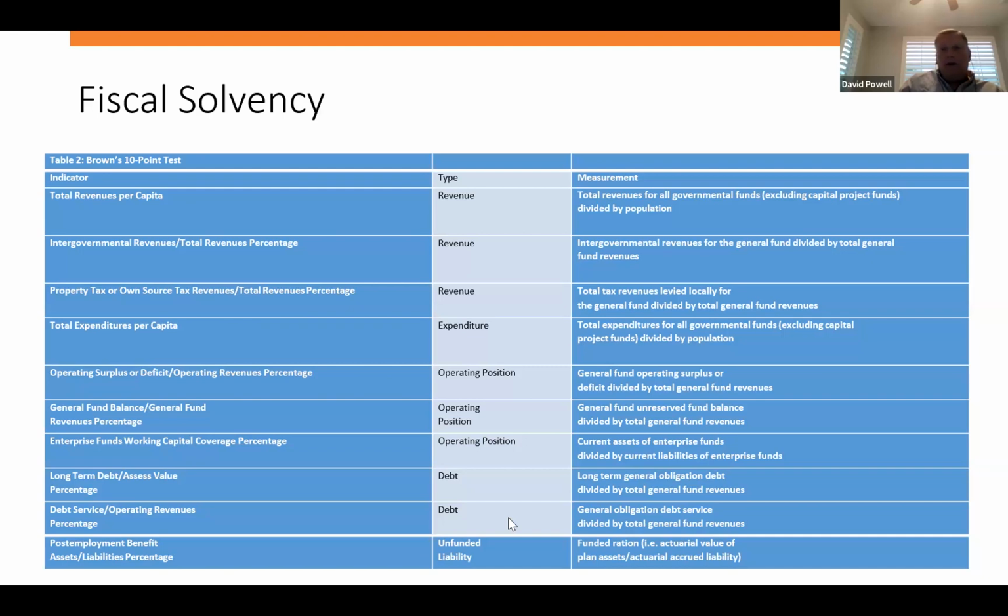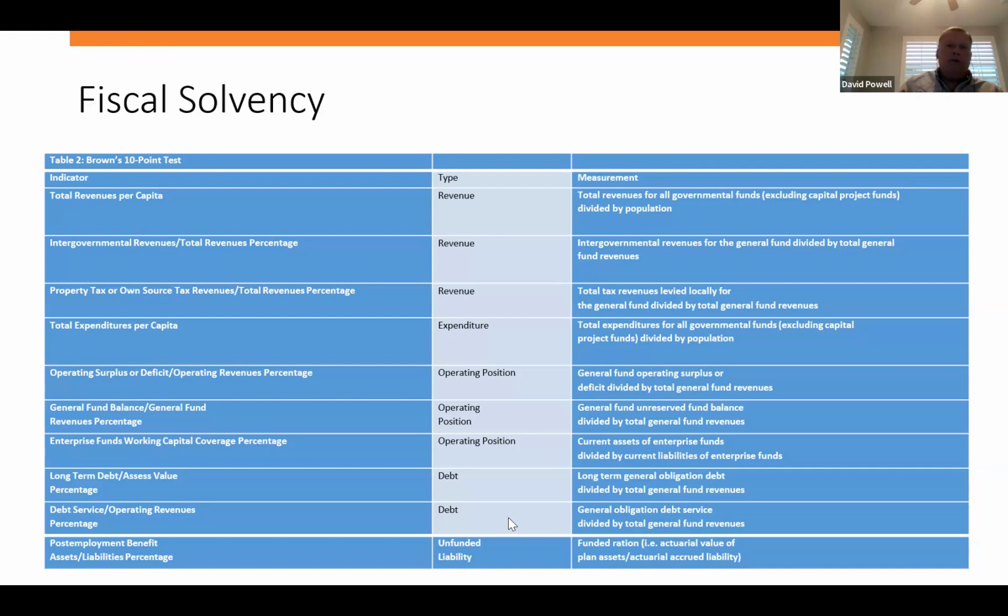Long-term debt divided by assessed value percentage. Long-term debt divided by assessed value shows you the amount of debt you currently have, long-term being more than 1 year in maturity, divided by your ability to repay that debt as measured by the assessed value of the property within your jurisdiction. Debt service divided by operating revenues. Debt service is the amount of money that you are spending on principal and interest payments to service the debt that you've already issued. You divide that by your overall revenue, again, to show how much of your revenue is going to pay off existing debt. Obviously, the more you're paying into existing debt, the worse it is as an indicator for fiscal solvency.